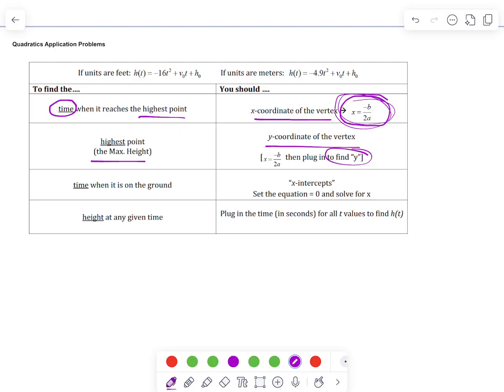If we're asking you to find the time when it hits the ground, then we're asking you to find the x-intercepts. So we would set the equation equal to 0 and solve for x. The last thing we might ask you to do is to find the height at any point in time. What that means is you're substituting x into the equation, so you're substituting the time in seconds to find the height.